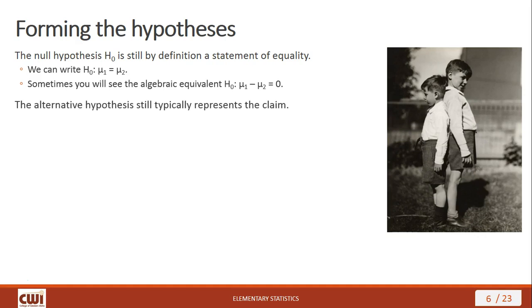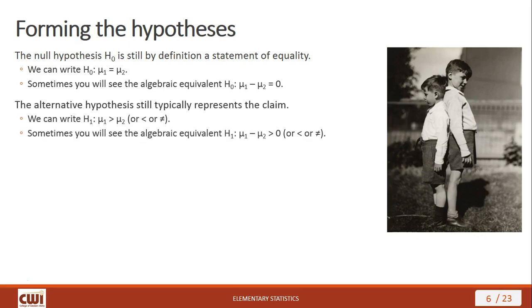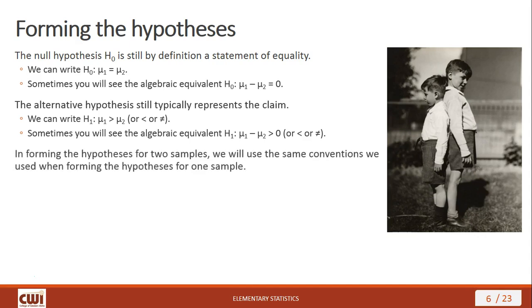The alternative hypothesis will still typically reflect the claim, assuming there's no semblance of equality expressed in the claim. Then we can actually write, for example, mu1 is greater than mu2, or mu1 is less than mu2, or mu1 is not equal to mu2, just as we've done previously. Sometimes, however, you'll see the algebraic equivalent, mu1 minus mu2 is greater than 0, or less than 0, or not equal to 0. When we form hypotheses for two samples, we're going to use the same conventions we used when forming the hypothesis for one sample.